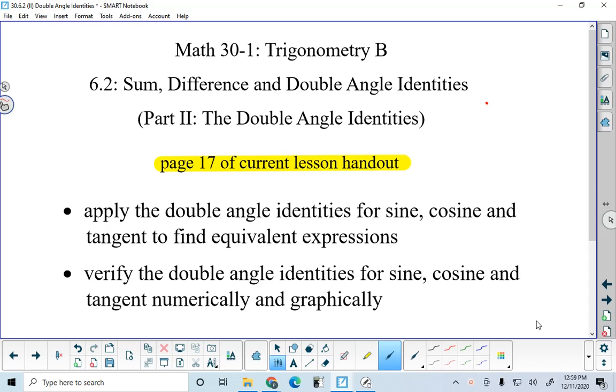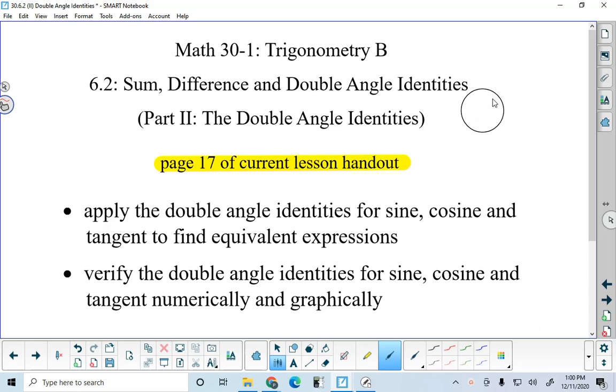We'll be dealing with the double angle identities today. It's still lesson 6.2 because textbook section 6.2 covers all the sum, difference, and double angle identities in one shot. There aren't a lot of examples here. As I said, I want to keep this lesson presentation relatively brief so that we get lots of time to practice all of the identities.